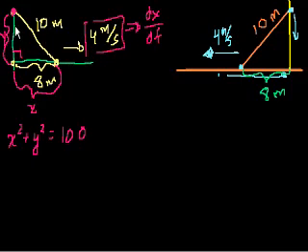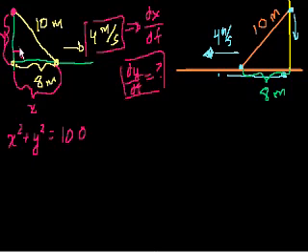And what are we looking for? We're looking for how fast this y value is moving downward, right? So we're looking for dy/dt. That's essentially what the question is asking for. How fast is y changing as a function of time when x is changing at 4 meters per second, and the value of x is equal to 8 meters?